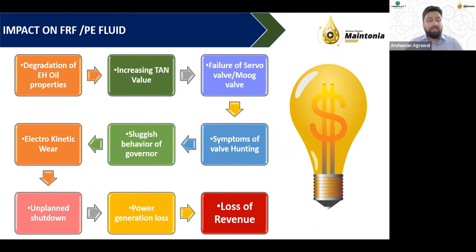Because of valve failures, there would be sluggish behavior of the governing system. Because of that, there would be unplanned shutdowns, power loss, and loss of revenue. At the same time, today we got a very important takeaway from Mr. Yogesh, that there would be post shutdowns, there would be startups, and those startups would be highly inefficient in terms of the combustion of the fuel. And that inefficient combustion of fuel would lead to a very high level of carbon emission in our dear environment.